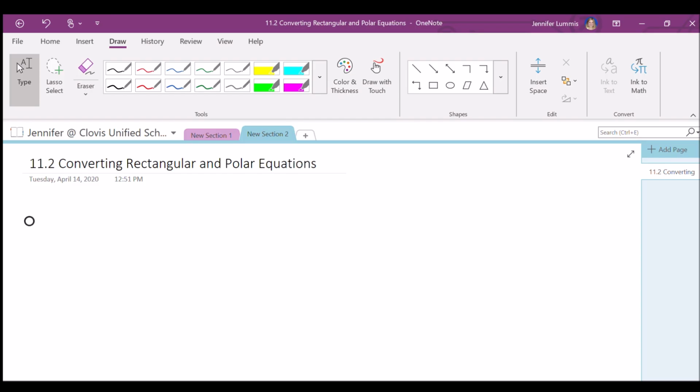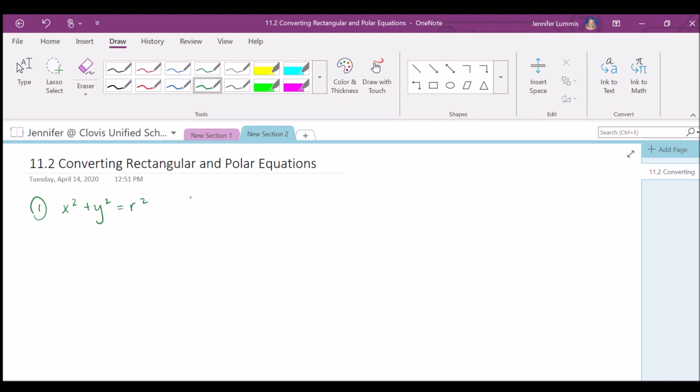In 11.2, we'll be talking about converting rectangular equations and polar equations. So we're going to start with the same 4 formulas that we used in the last set of notes. With that right triangle, we were able to get the 4 formulas.